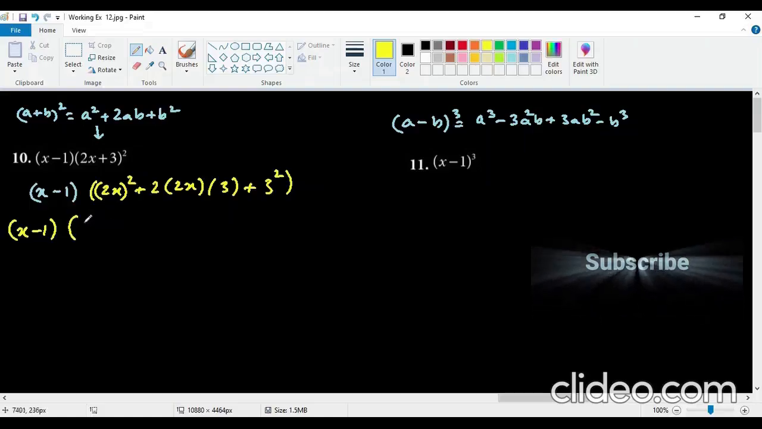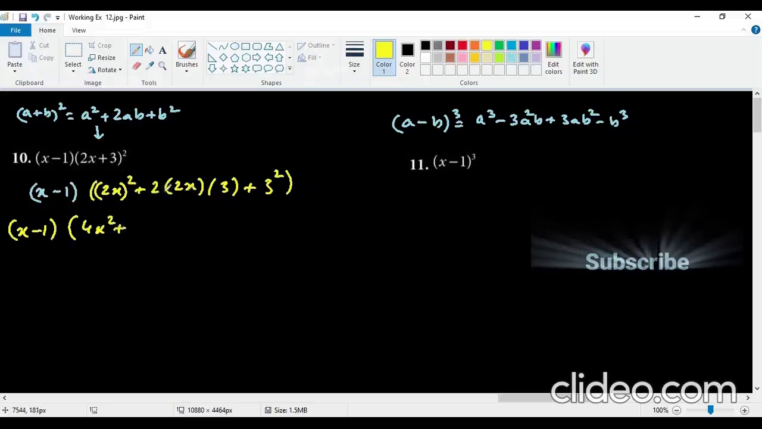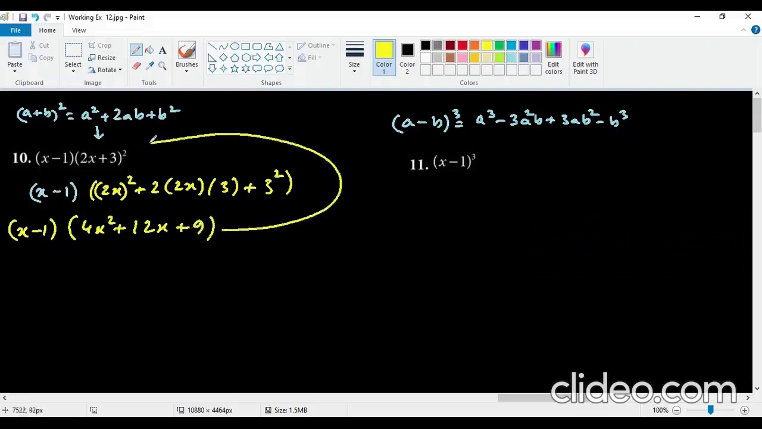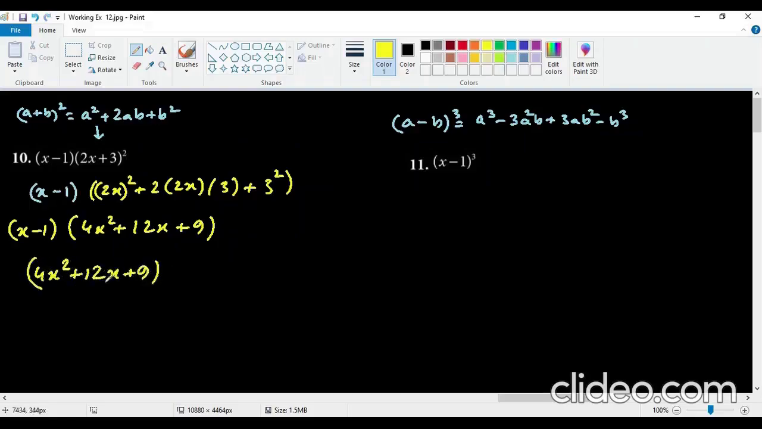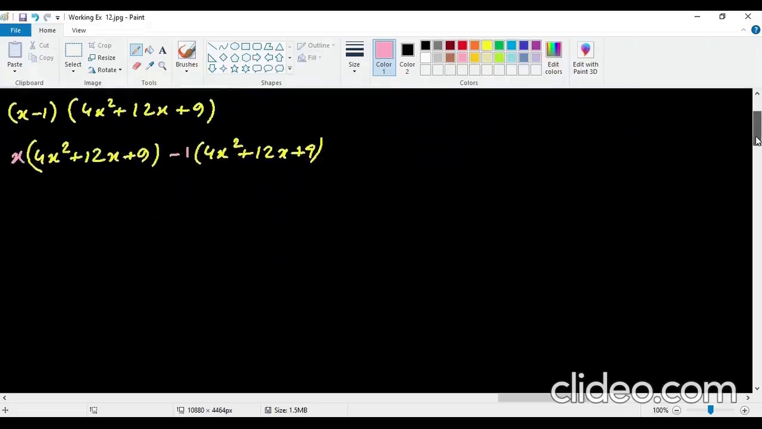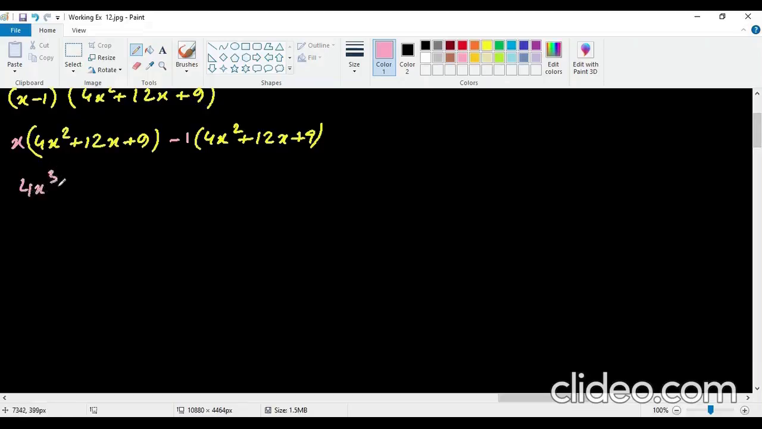So first one is going to give me 4x square plus 4 times 2 times 2 is a 4, 4 times 3 is a 12, x plus 9 is going to be the answer for this one. Okay. Now I will write 4x square plus 12x plus 9 two different times like always. Now the first value is x and second value is negative 1. Further calculation is going to give me 4x cube plus 12x square, and the third one is going to give me 9x minus 4x square minus 12x and minus 9.